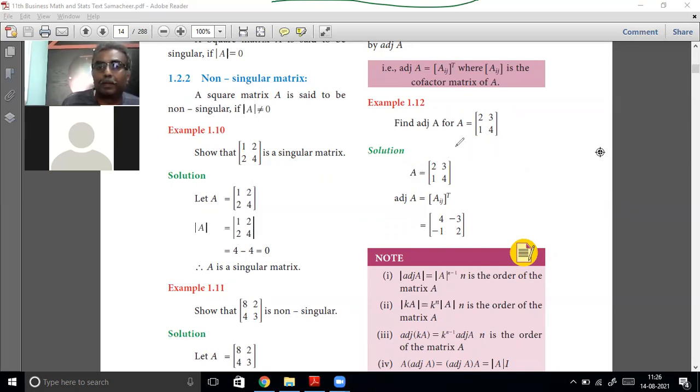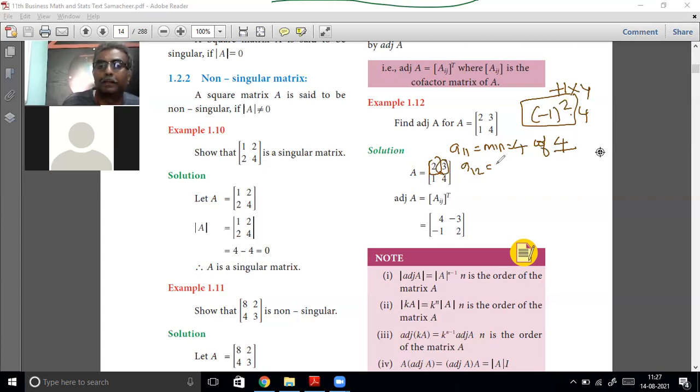First, what did we do? What is the minor of A11? The minor is 4. What is its cofactor? (-1) the whole squared into 4, that is +1 into 4, which is 4. Then, what is the minor of A12? The minor is 3.